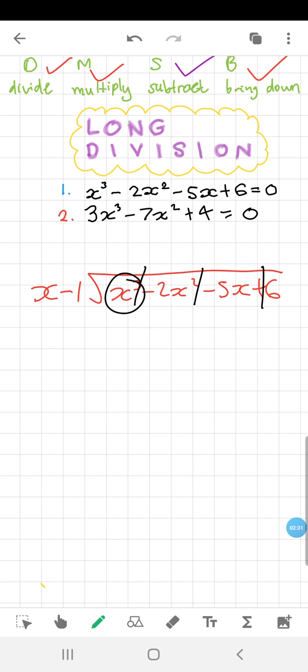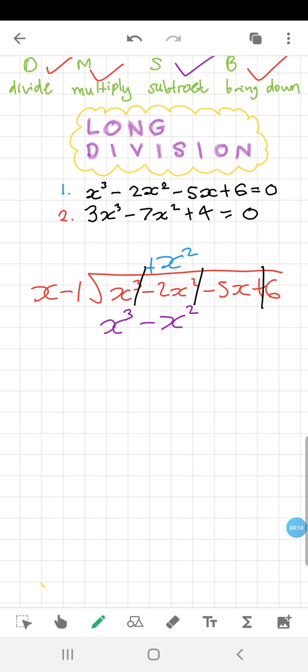So x cubed divided by x will give you x squared. Write it in its correct position. So that's positive x squared. Then we're going to use the distributive law. Distributive law says we're going to take this number, multiply it by that number, and then multiply it by this number, which is minus 1. So x squared times x, because we're now multiplying, that's the second step, will give us x cubed. Write it in the correct position. Then x squared times minus 1 will give us minus x squared. Write it in the correct position.